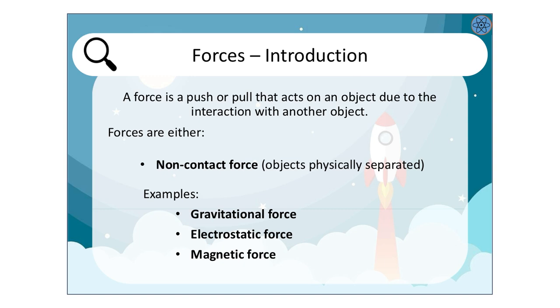So then examples of non-contact force. So that's gravitational force, so the reason why the Earth orbits around the Sun, they're not touching, but it still happens. There's the electrostatic force, so when you have charged particles moving from one place to another, so that might be a lightning bolt. And then of course there's a magnetic force, so if you have two magnets near each other, they'll interact and they'll either attract or repel.